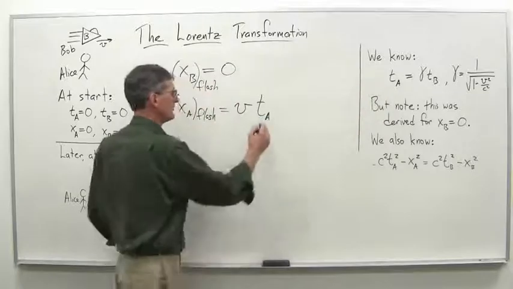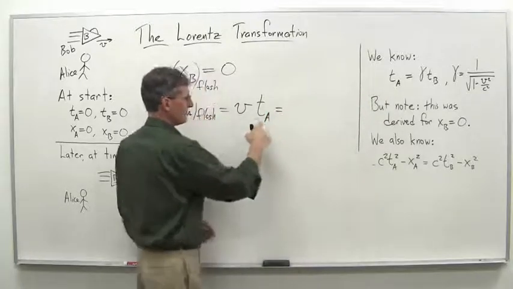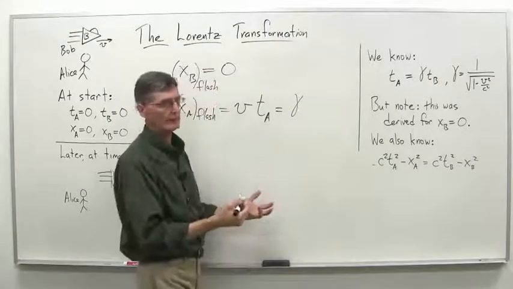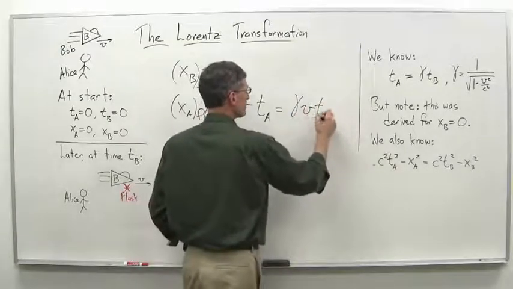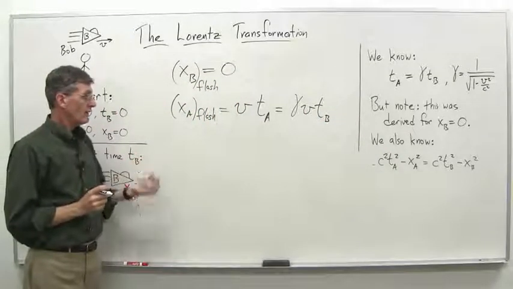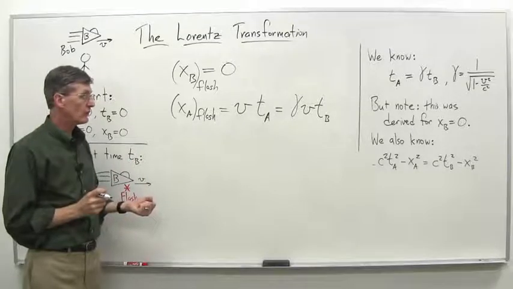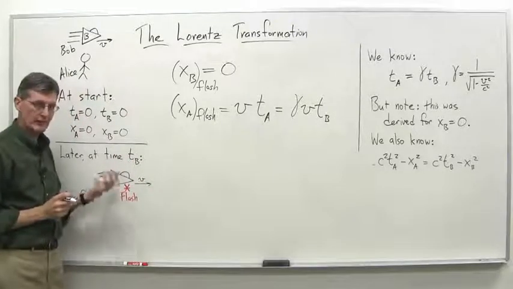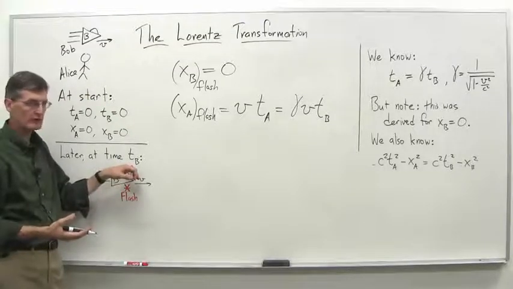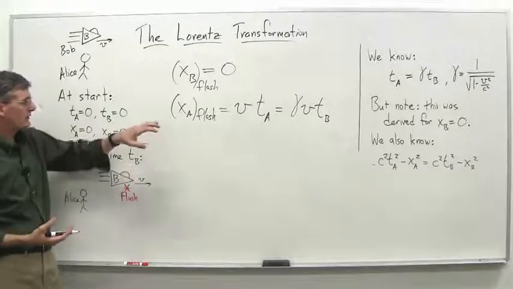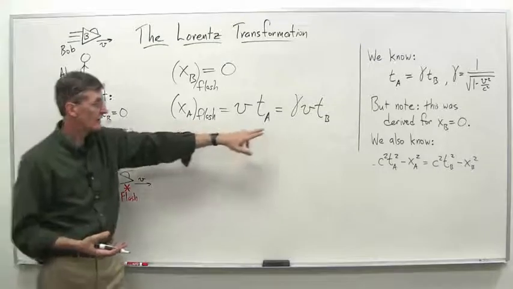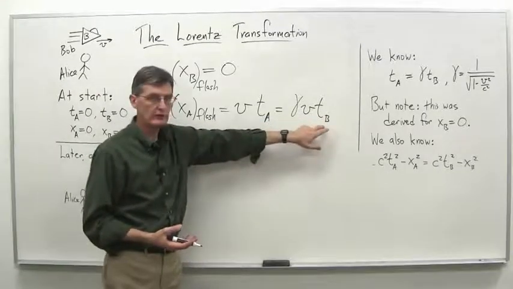t_a equals gamma t_b, so this is going to equal v times gamma t_b, and I'll put the gamma in front, because we often like to write the gammas in front. Gamma v t_b. Okay, so that gives us some good information. Therefore, if the flash of light occurs at x_b equals 0 at some time t_b, so Bob records some time t_b on his clocks, then the x coordinate in Alice's frame of reference for that flash is just gamma times v times t_b.